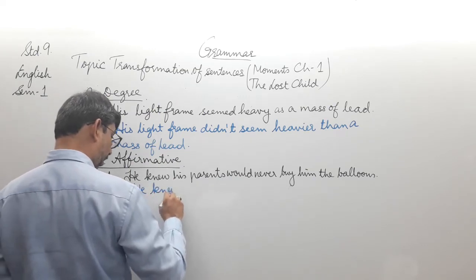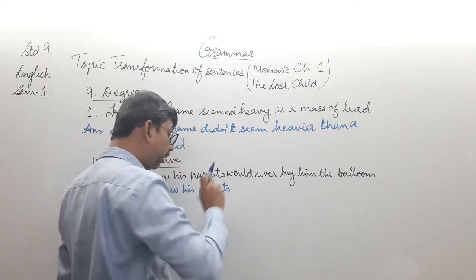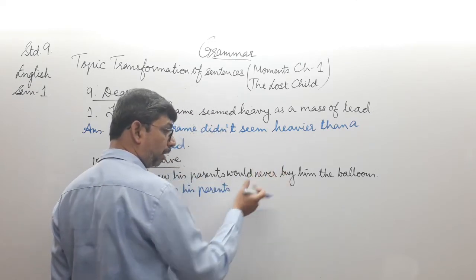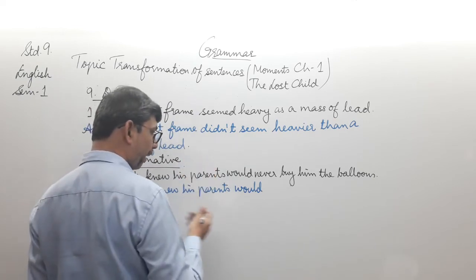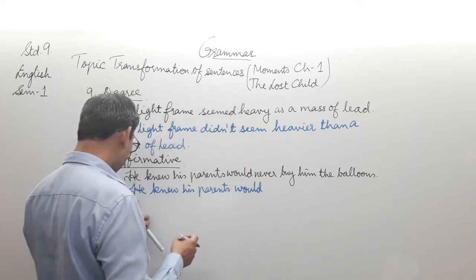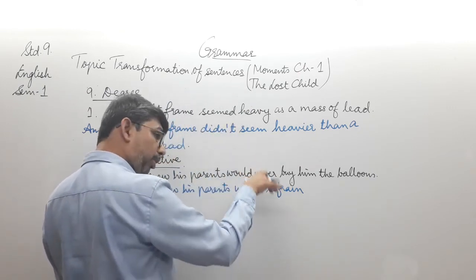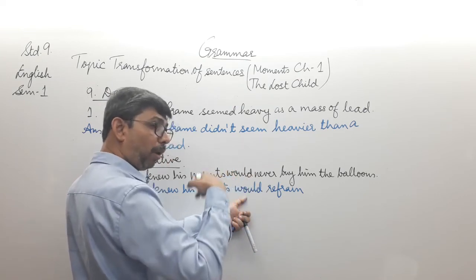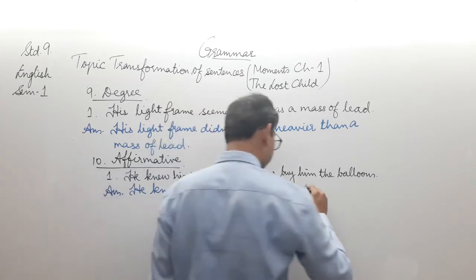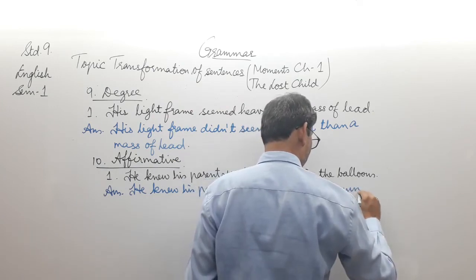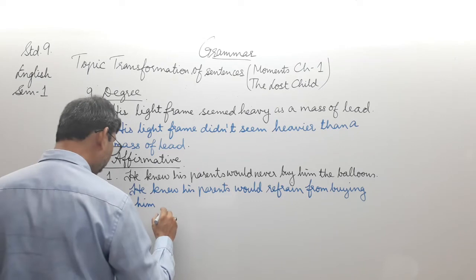He knew his parents would, we need an equivalent word which can maintain the balance of this never without changing its meaning. Well, so he knew his parents would do what? Would refrain. We came across this word in the earlier practice sentences also, when we were practicing chapter number 1 from Beehive. He knew his parents would refrain, would stop themselves, control themselves. So we are using a positive note over here. He knew his parents would refrain from buying him the balloons.